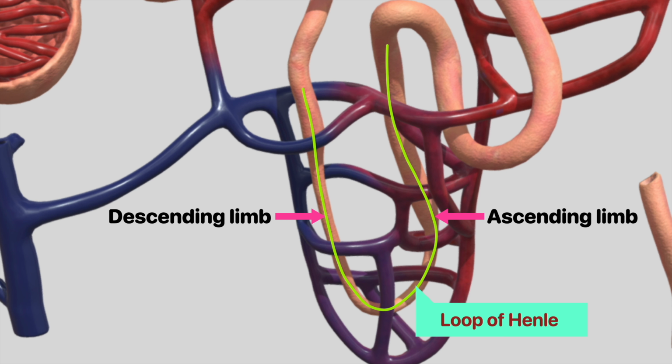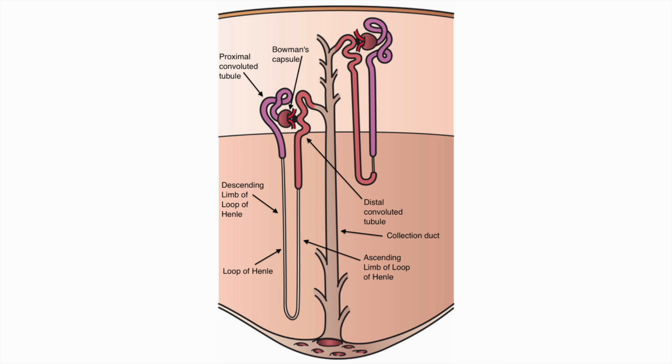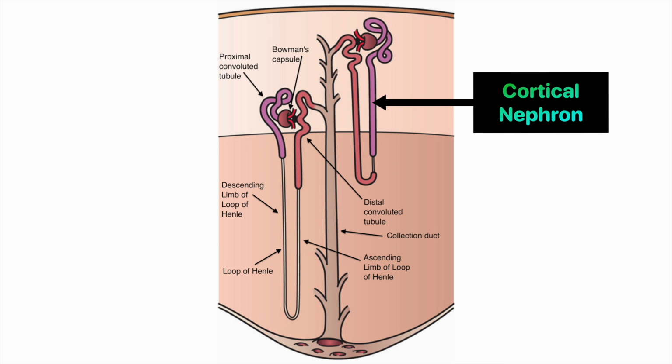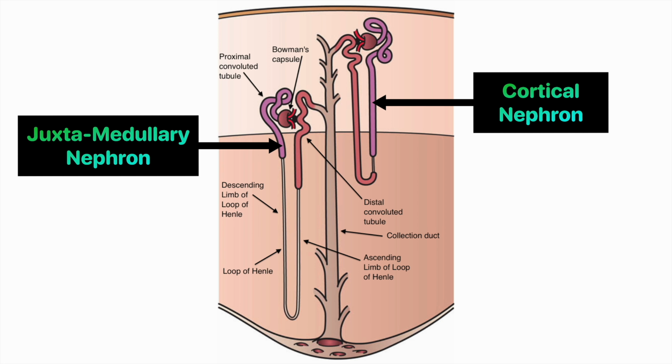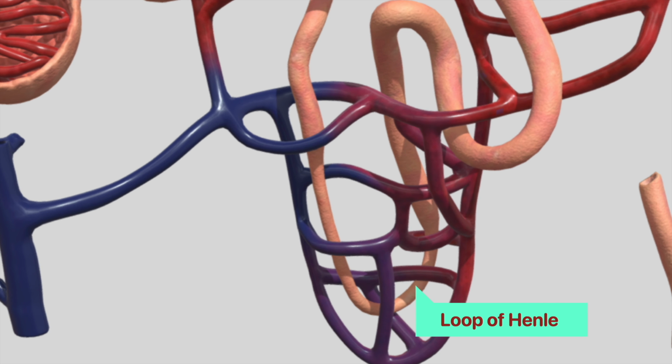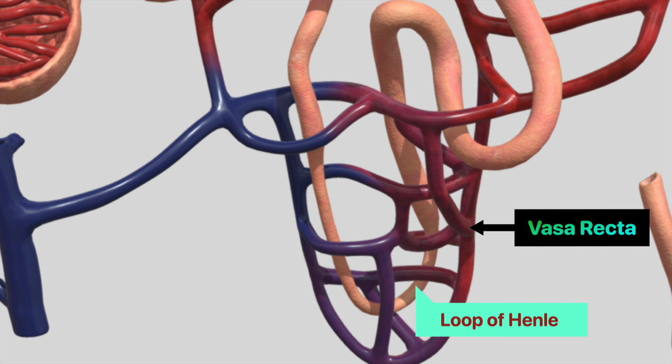Depending on the length of Henle's loop, nephrons can be of two types. The nephrons with short Henle's loop are the cortical nephrons, and those with long Henle's loop are the juxtamedullary nephrons. Henle's loop of juxtamedullary nephron is surrounded by branches of efferent arteriole, which is also known as vasa recta.